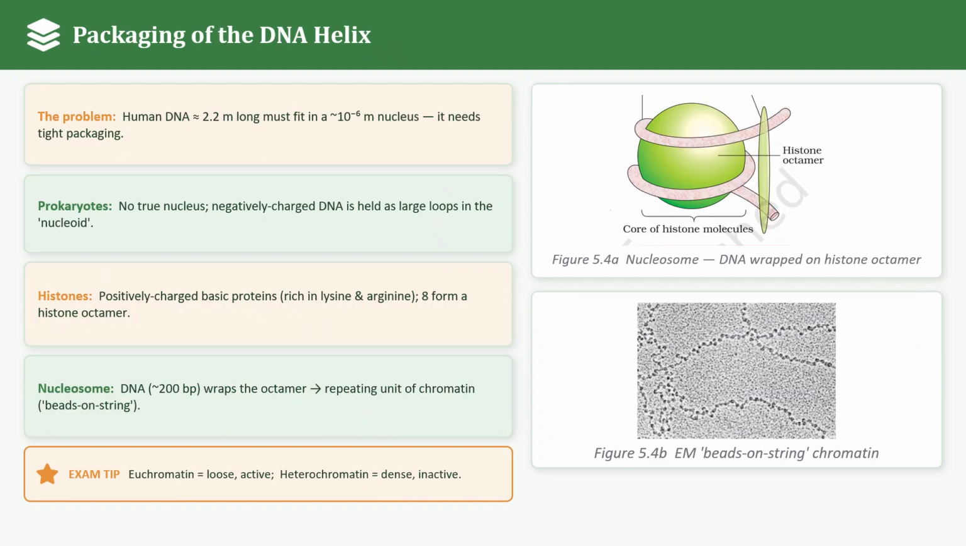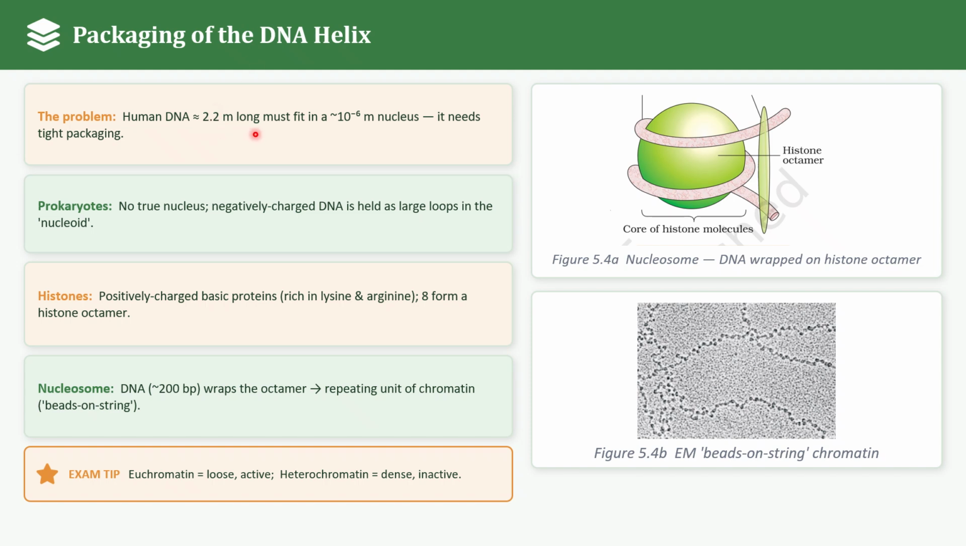So next we are going to see packaging of the DNA helix. So far we have learned that DNA is a long double helical molecule. Now let us think about a very interesting question. How does such a long DNA molecule fit inside a tiny cell nucleus? See, the DNA present in a single human cell is about 2.2 meters long. How much? 2.2 meters long.